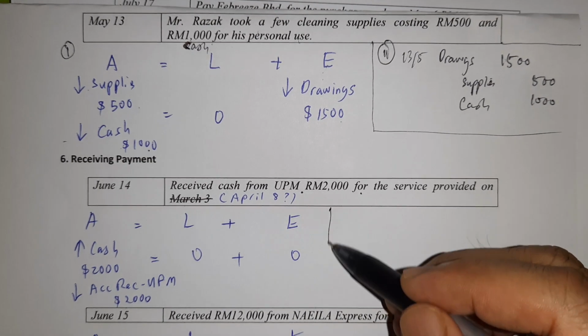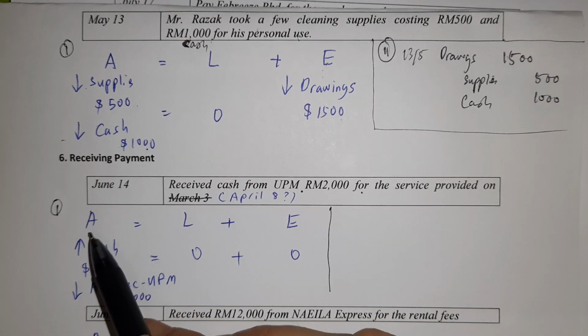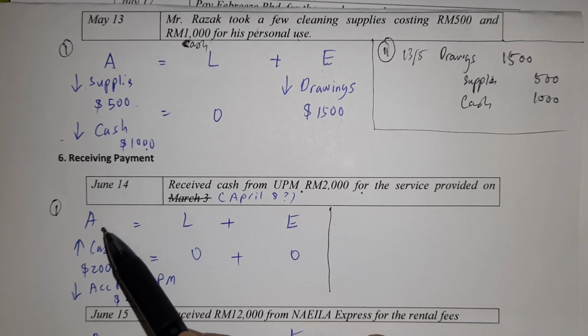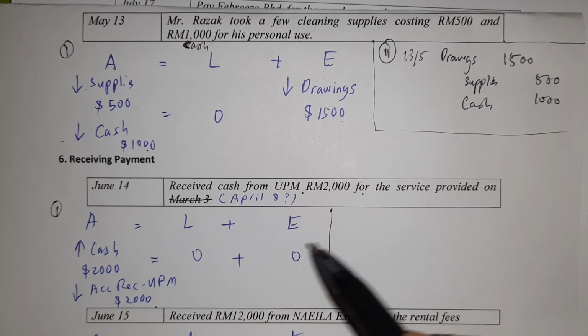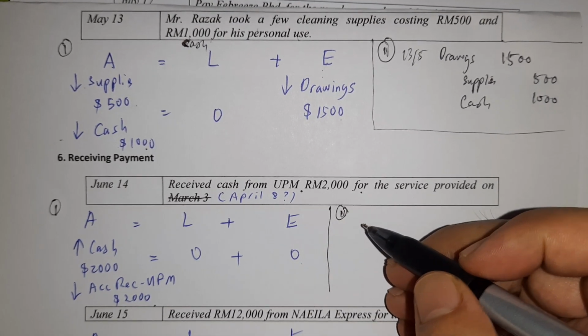So what happened when the business received cash from UPM? When the business receives cash from UPM, the asset cash of the business will increase. The amount is 2,000. At the same time, asset account receivable has decreased by 2,000. There is no effect on liability. There is no effect on equity. So the journal entry is like this.